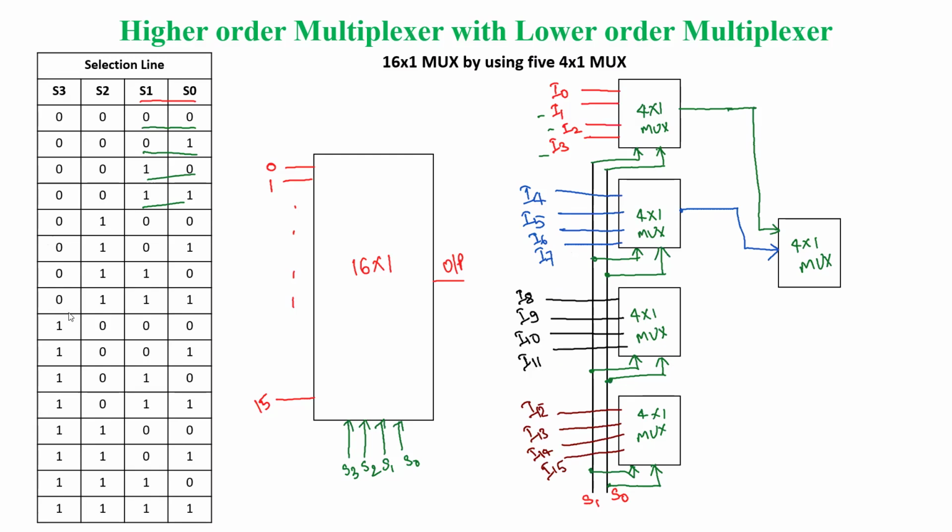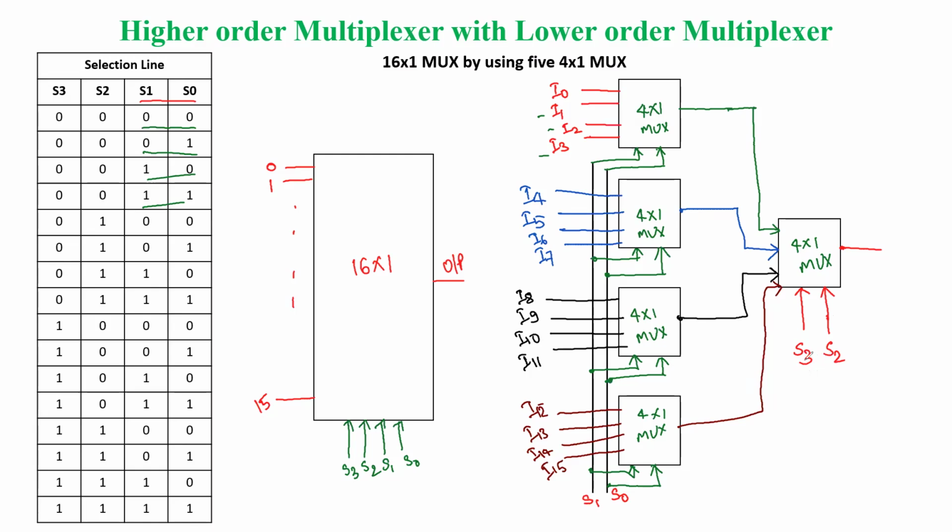So the previous multiplexer output will also be connected here to the last stage 4x1 multiplexer. And finally, this multiplexer output is also going to be connected to the 4x1 multiplexer here, and it will have a single output. Now it is important to know the selection lines of this multiplexer. The selection lines of this multiplexer will be S2 and S3.